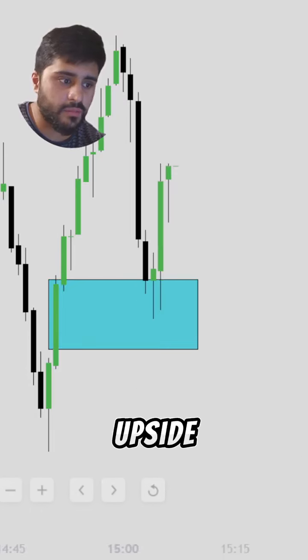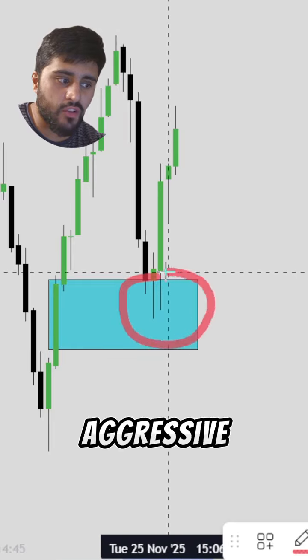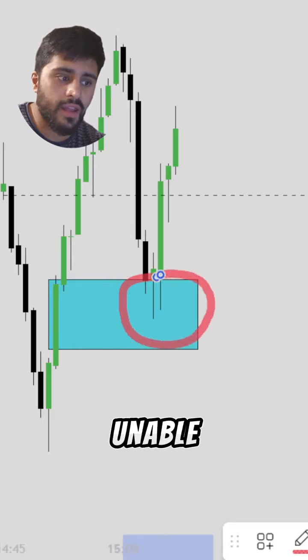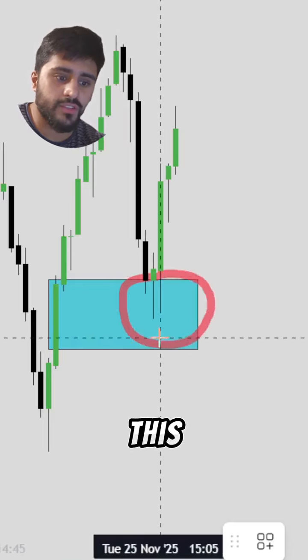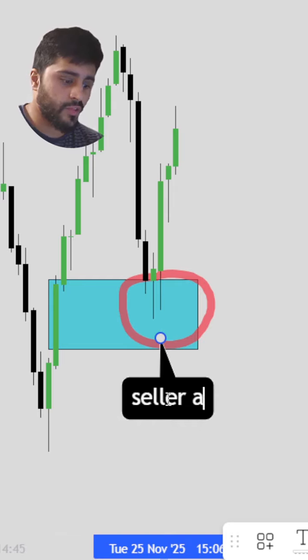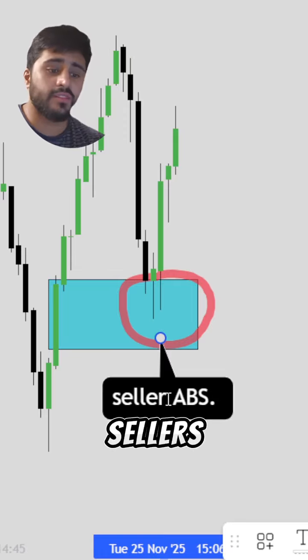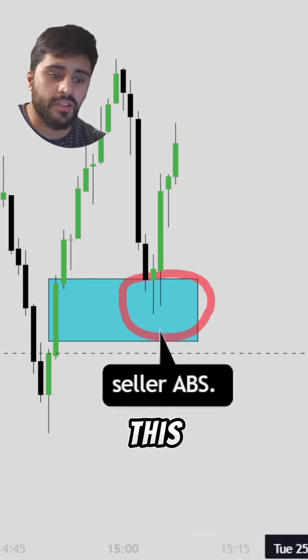So when we bounce to the upside, what we see in this specific area is that aggressive sellers were unable to break below the zone, right? So this is what we call seller absorption, right? Just going to write ABS. This is a seller absorption, because sellers were unsuccessful to break below this level.